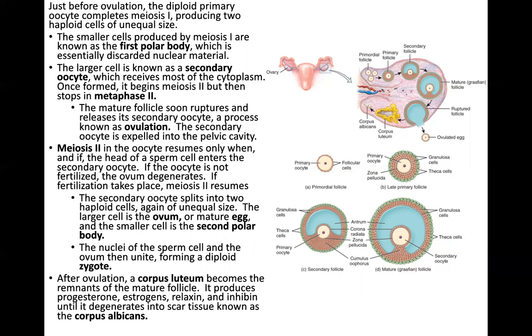That includes the hormones progesterone, estrogens, relaxin, and inhibin, and then it degenerates into a scar tissue known as the corpus albicans, which is what we see here.